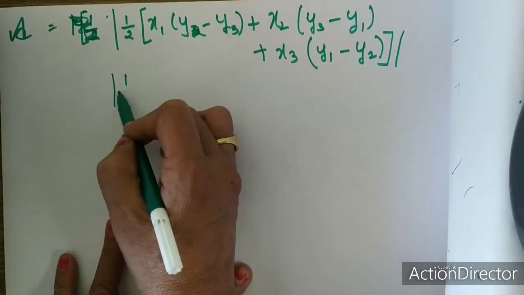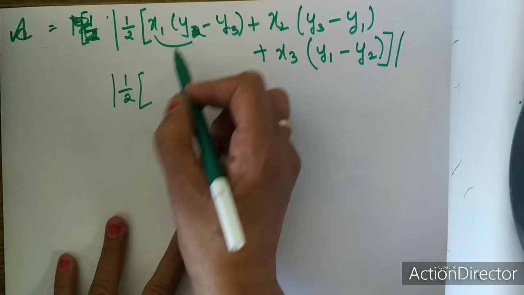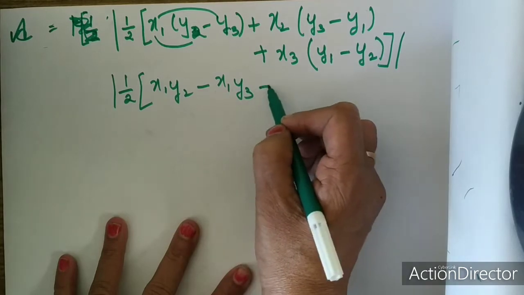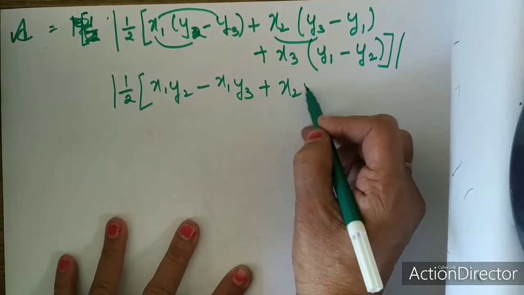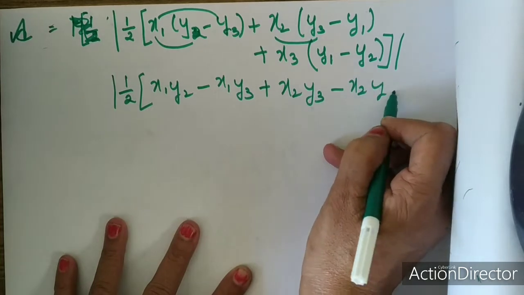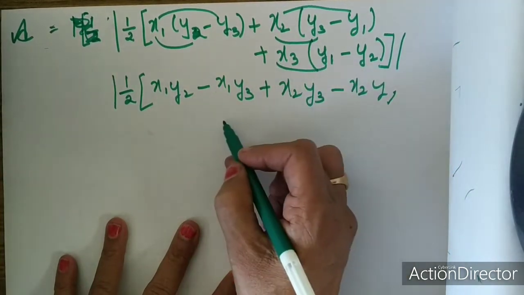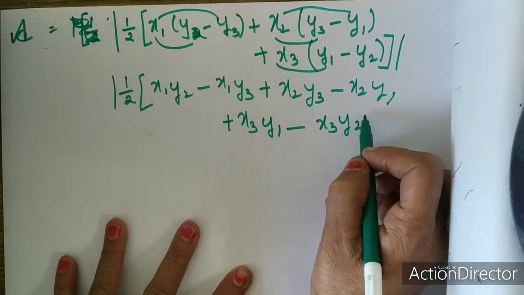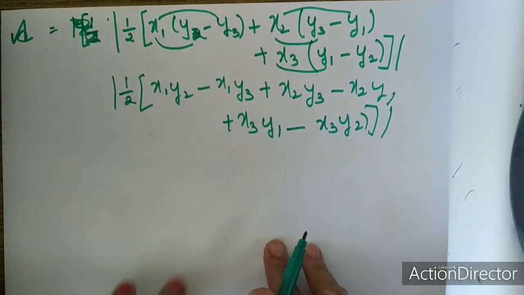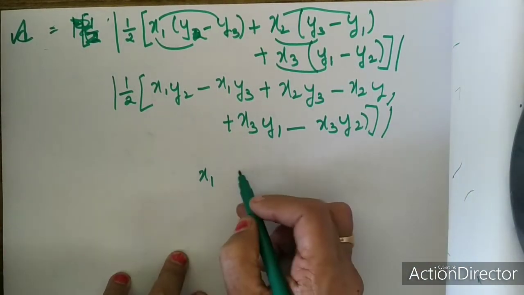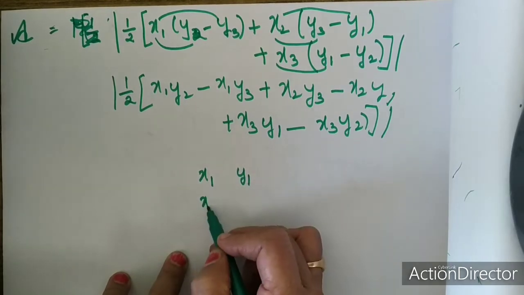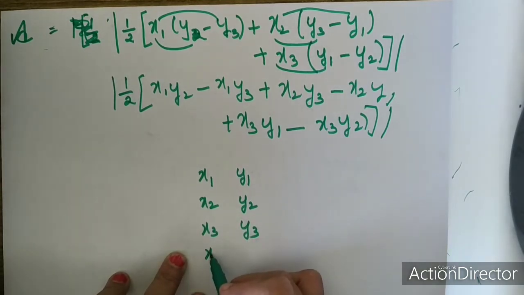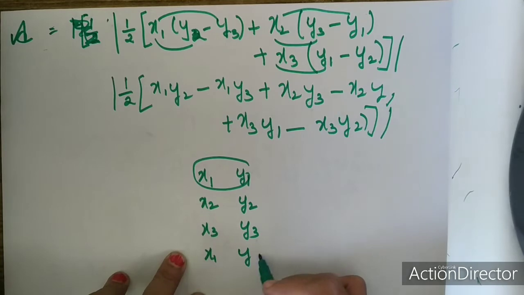Suppose you open the bracket, you will be able to see this is x1 into y2 and this is x1 into y3. Similarly here x2 into y3 minus x2 into y1. Here plus x3 into y1 minus x3 into y2. This can be remembered easily by writing x1, y1, x2, y2, x3, y3 and again repeating the first one, that is x1, y1, at the bottom.